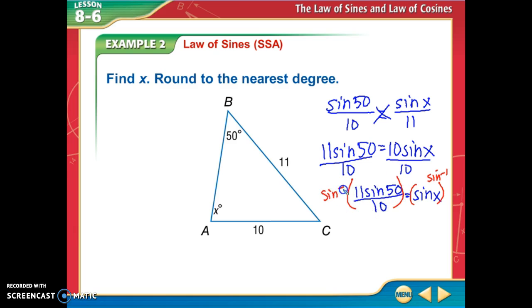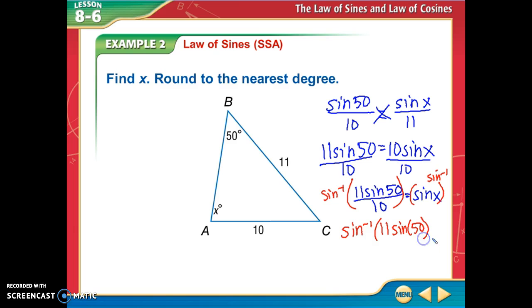Inverse sine. Right, and now I'm going to plug it all into my calculator. Again, when you plug it in, watch your parentheses. Right, so I'm going to say the inverse sine is going to open a parentheses. So I'll do 11 sine 50. It opens another parentheses. Oops, sorry, the parentheses comes before the 50.